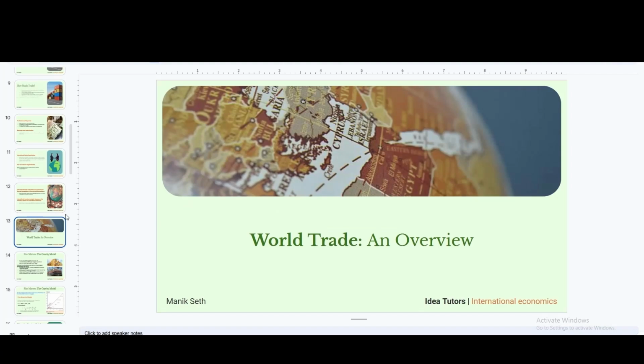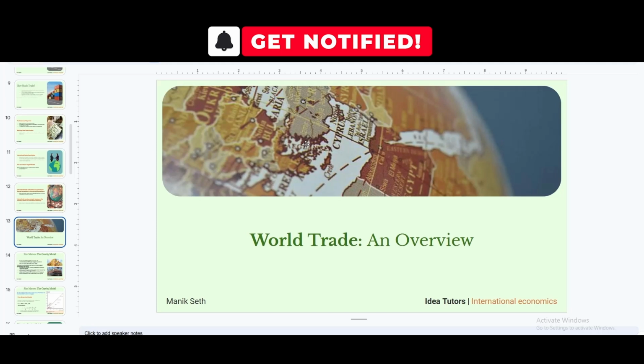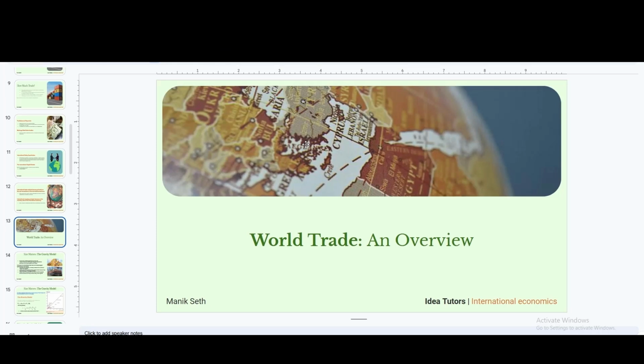Okay, so welcome to the next chapter in this course on international economics. Today we will be looking at an overview of world trade, and we will look at what factors influence trading patterns and how world trade is taking place. What are the factors behind that, and the reasons why it is what it is. Okay, so we'll start with the gravity model.